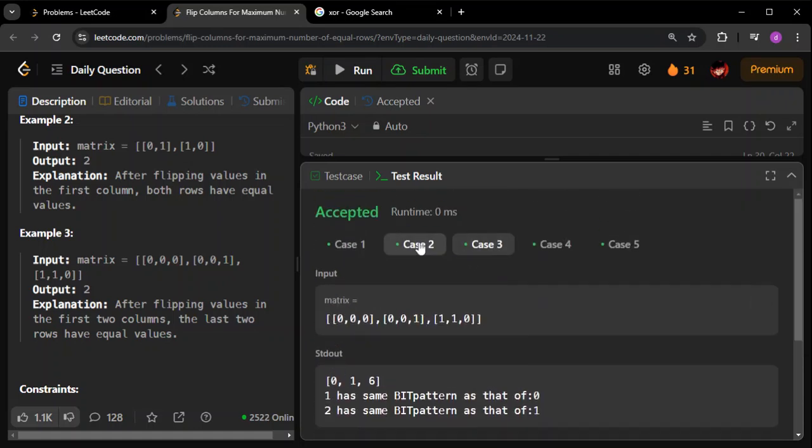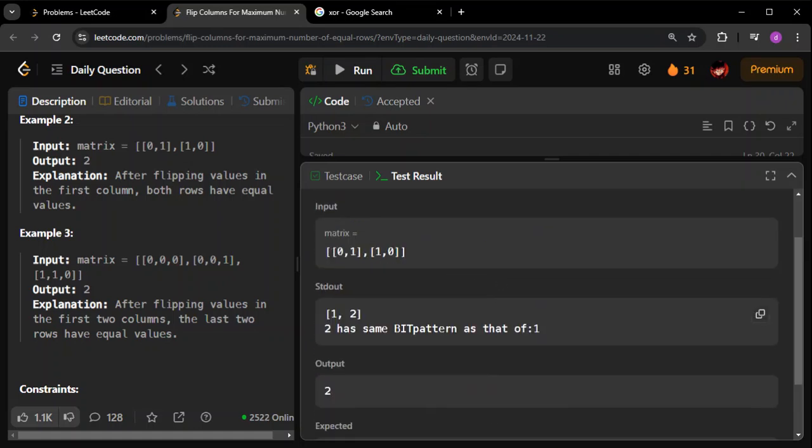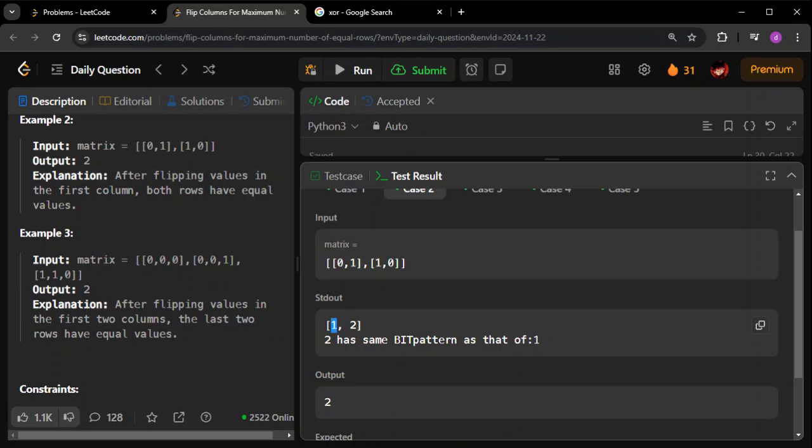Let us see the other examples. In this case, if you see, what are the two numbers? 1 and 2. So you can see that both the numbers are having the same pattern. So 2 has the same pattern as that of 1. Two of the numbers have the same pattern as that of 1.